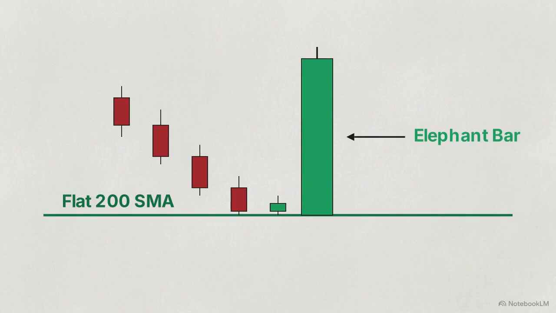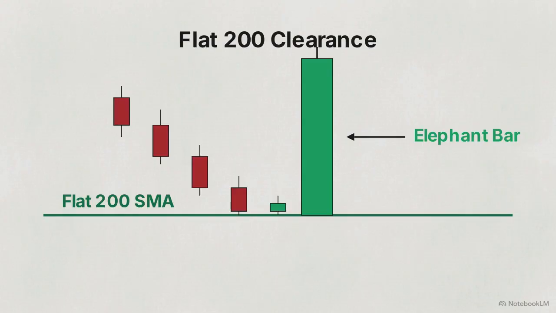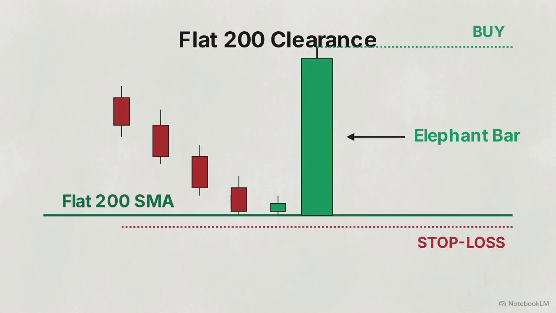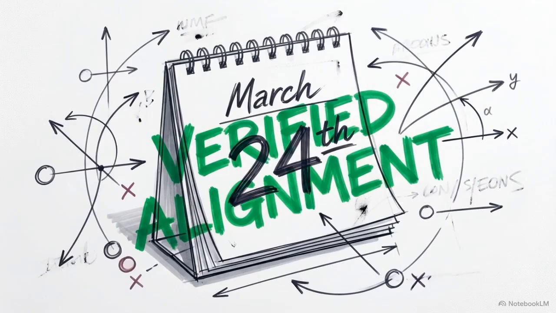This is an elephant bar, a massive, high-volume candle with no wicks to the left, launching directly upward off that flat 200 SMA. Together, these form the flat 200 clearance setup. The trader buys at the high of the elephant bar and places a strict stop-loss directly beneath the flat 200. Reviewing the logs from March 24th, this precise configuration yielded the highest reward-to-risk ratio of any trade taken that week.